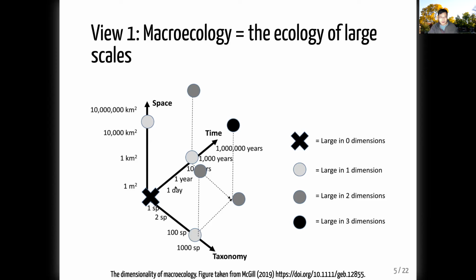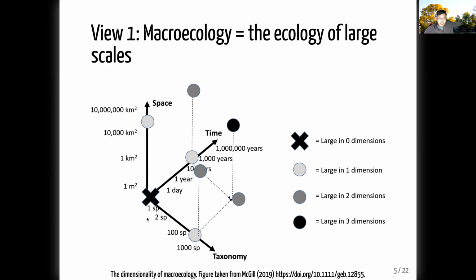But when we look at macroecology, we're also studying species. So that's another dimension, which is about taxonomy. We can talk about 1 species, 100 species, or 10,000 species. And so far, the expected number of species on Earth, I think, is more than 10 million species. And most of them we don't know yet.